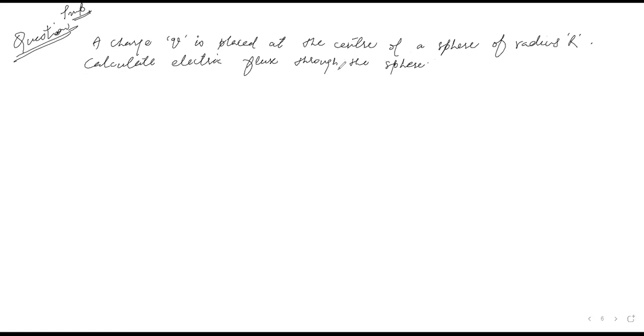Are you clear or not? Note it down and try to understand here. It is saying that a charge Q is placed at the center of a sphere. First of all, we are going to draw the diagram. This is your sphere, and a charge Q is placed at the center. The charge placed is capital Q. We need to calculate electric flux through this sphere.